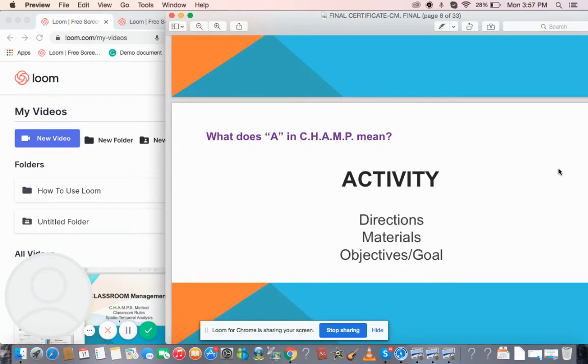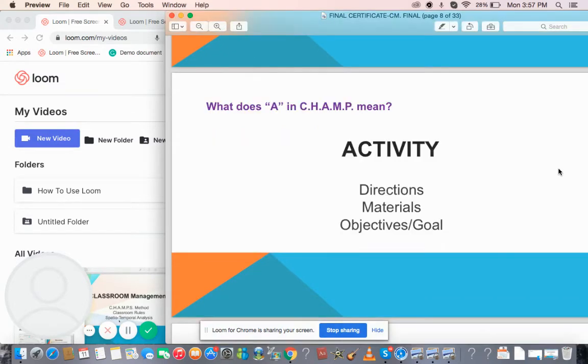Do they have to write it? Are all the group members need to talk in front, or just one representative? Yeah. So this is activity.